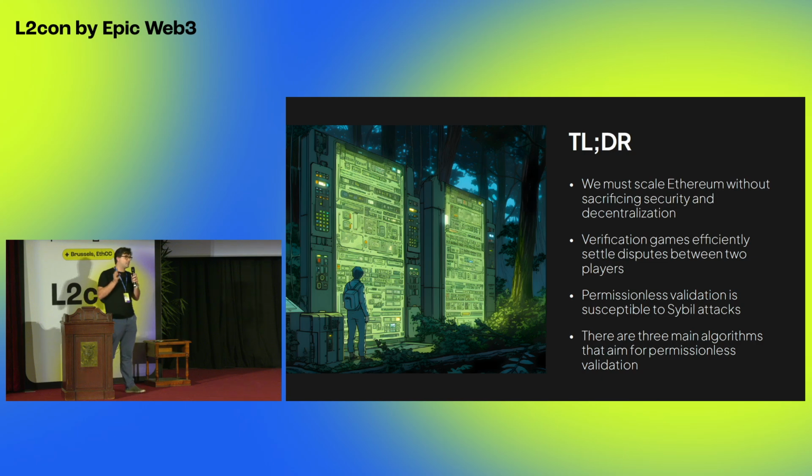Here's the overall agenda, all the topics that we're going to cover today. First is mostly the motivation. We want to scale Ethereum. Fraud proofs help us do that. But it's not enough just to have any kind of fraud proofs. We want fraud proofs to be permissionless. And I'm going to talk about the three main algorithms that today try to be permissionless. So I guess the main takeaway today is that not all fraud-proof systems are the same. There are different trade-offs that they took.